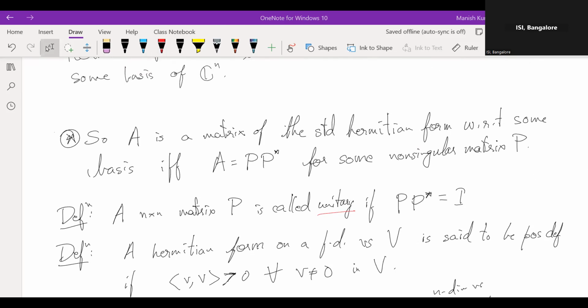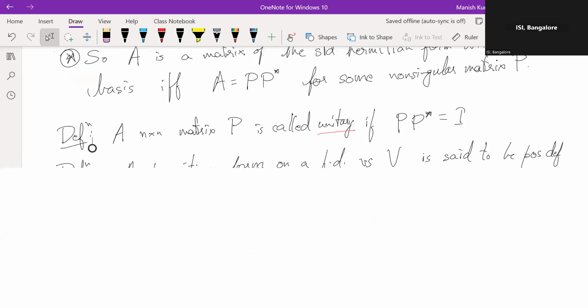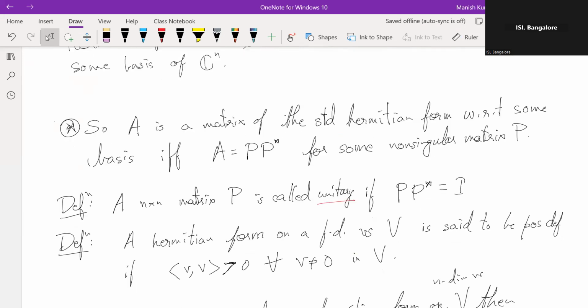There's some chat, and I'm not able to click on it.